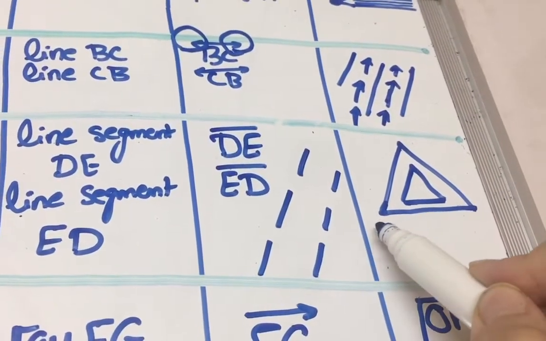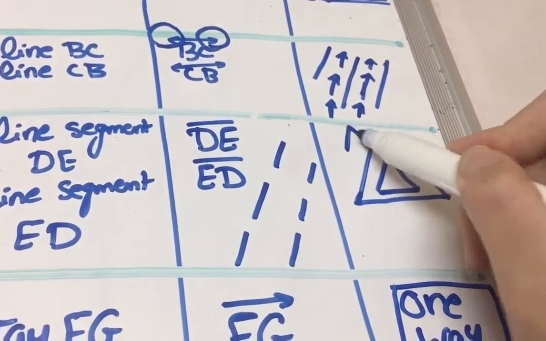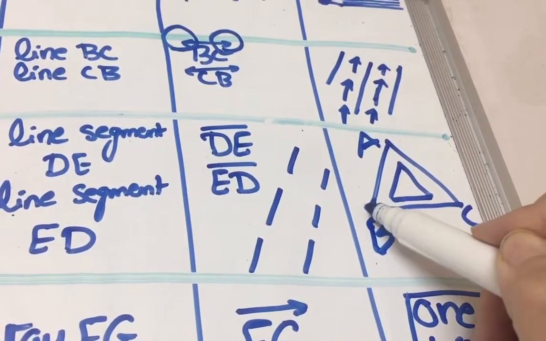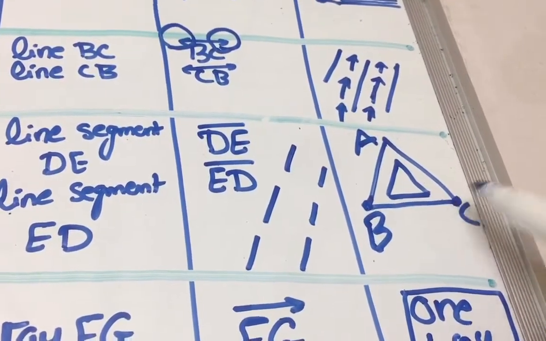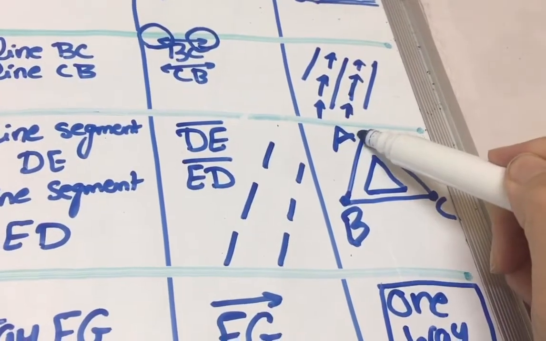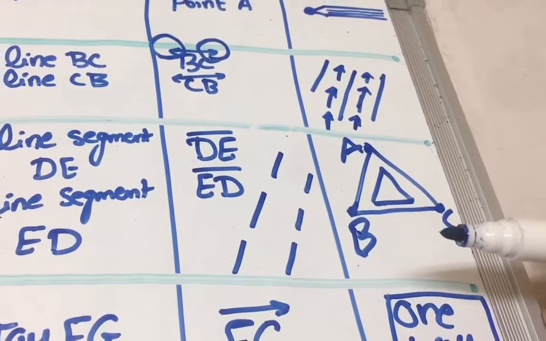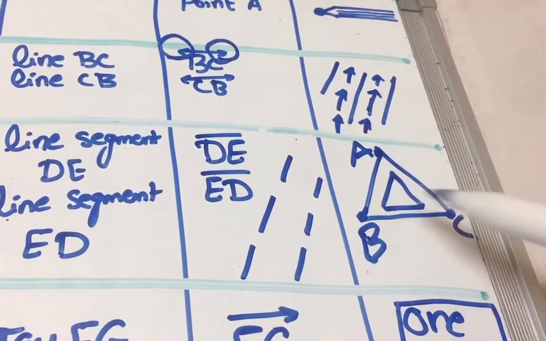If we name this triangle ABC, then BC here is a line segment, AC is a line segment, AB is a line segment.